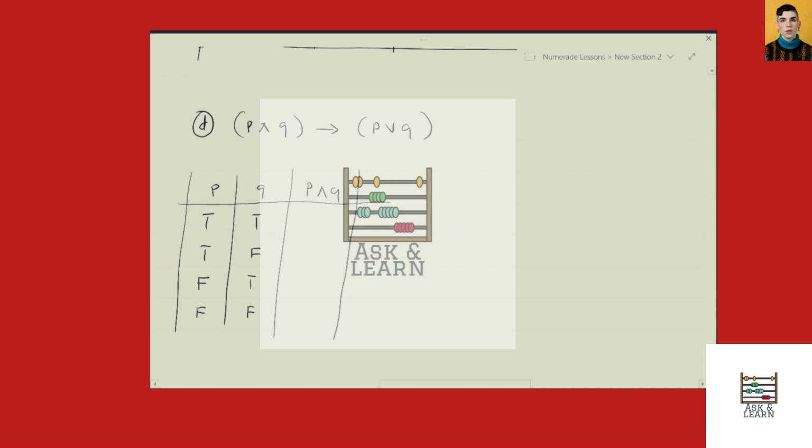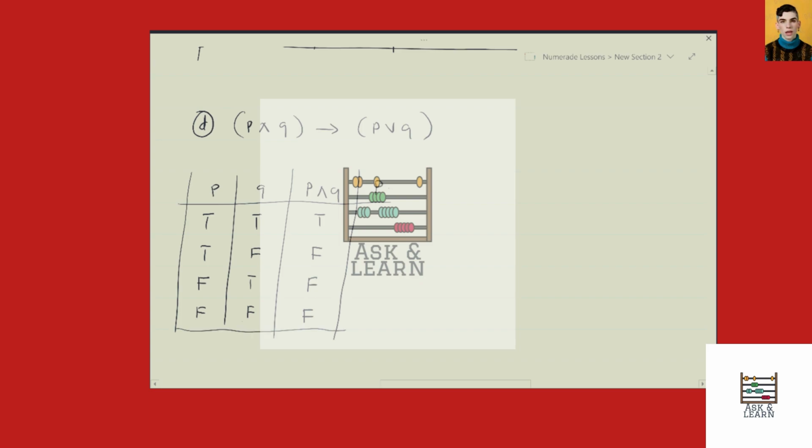P and Q is like that. Both of them would have to be true for it to be true. And means that all of them should be true for it to work. Okay. All right. So where they are not both true, it will not work. It would be false. Okay.